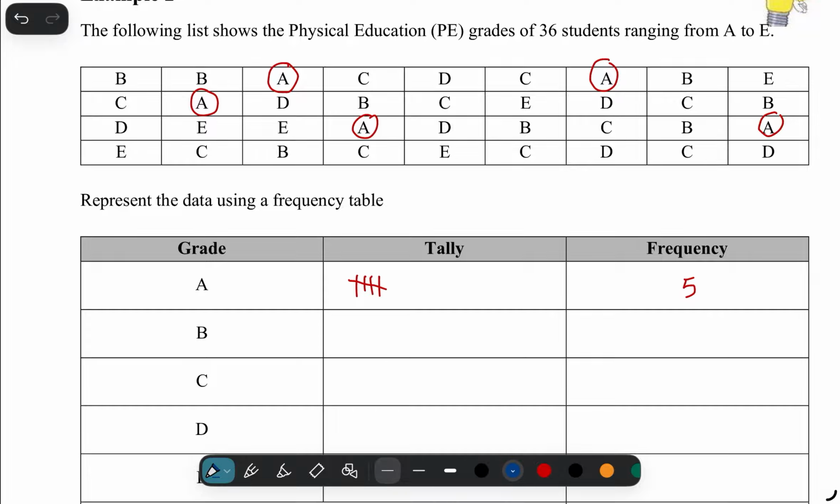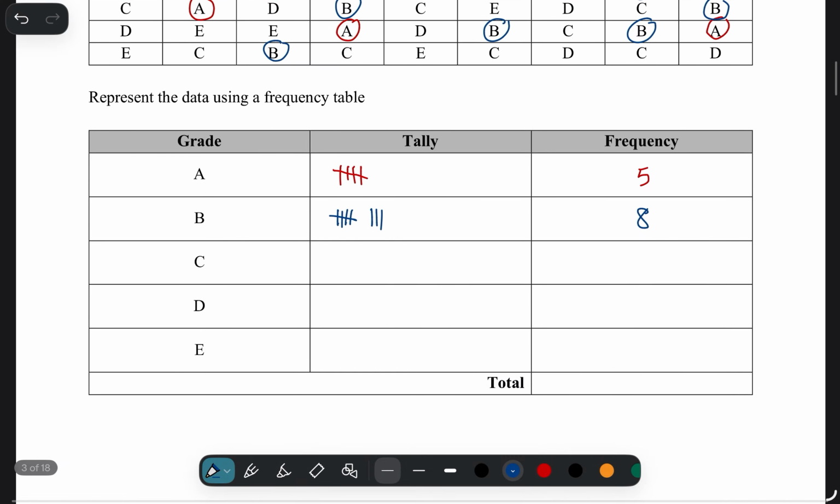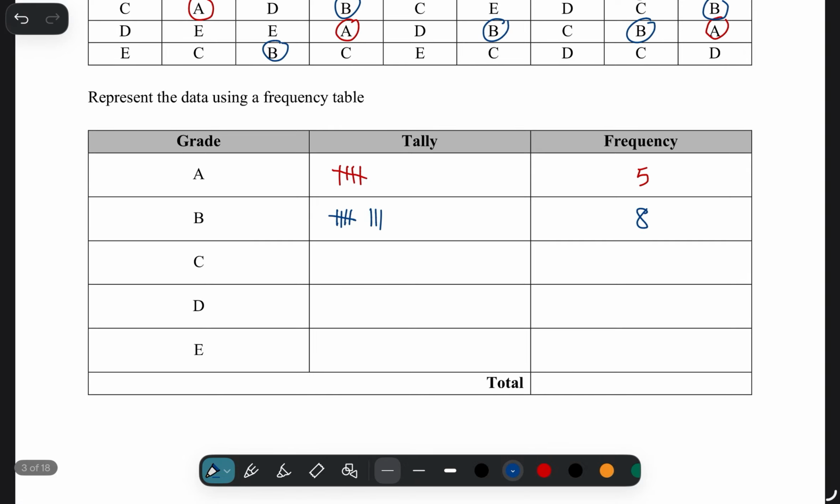Okay, you can do the same thing for B. I use a different color to visualize. Let's say B, 1, 2, 3, 4, 5, 6, 7, 8. So when I do the tally, it will be 1, 2, 3, 4, 5, 6, 7, 8. Therefore, the frequency in this case will be equal to 8. Now I'll give you about 1 minute to go and complete the rest of this table. Pause this video first. Once you're done, continue playing this video to check whether your answer is correct or wrong.